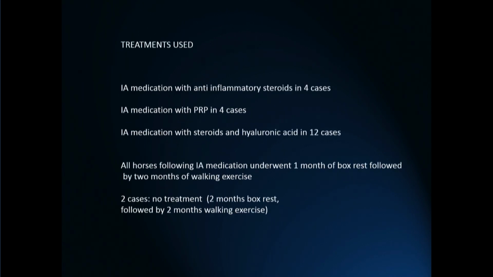The treatment used with these horses was, as mentioned previously, 4 of the horses were medicated with triamcinolone alone, 4 with PRP alone, and 12 of the cases were medicated with steroids, or with triamcinolone and hyaluronic acid. For the follow-up, going back 10 years, the advice given to these horses was that they all underwent 1 month of box rest followed by 2 months of walking exercise. Retrospectively, it's slightly difficult to assess client compliance with this, but that was the advice given at the time of detection of the cyst-like lesion. 2 cases were not treated with any intra-articular medication, and the only difference was that they were given 1 month extra of box rest.